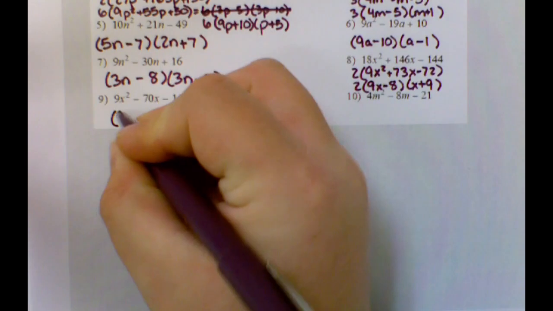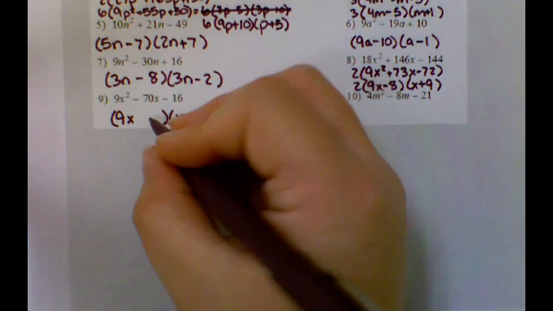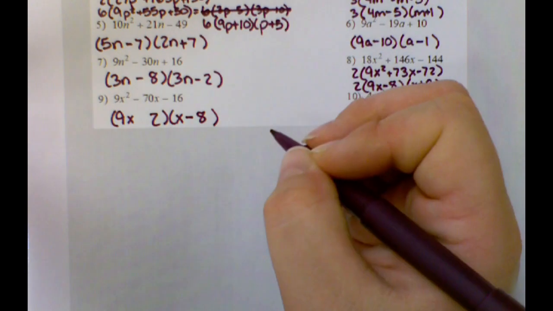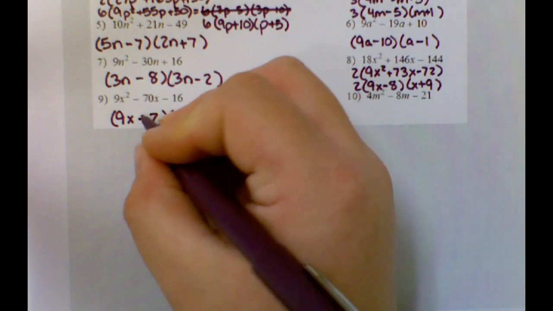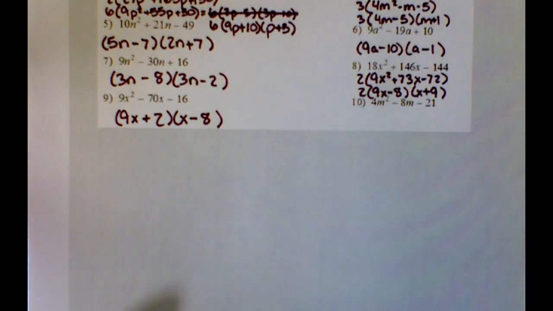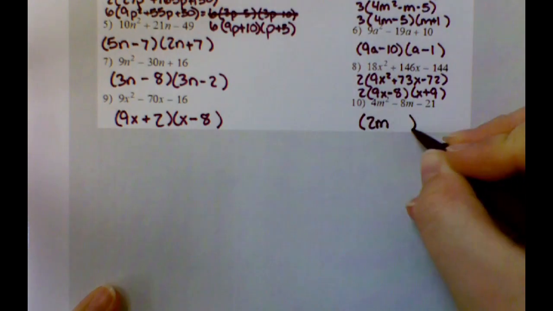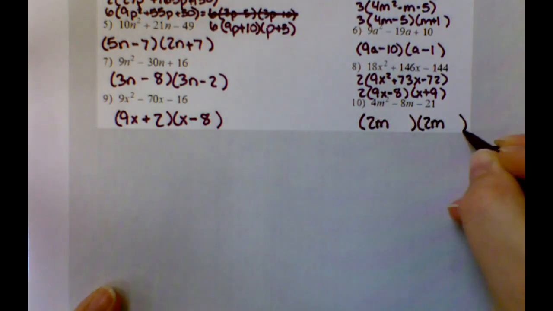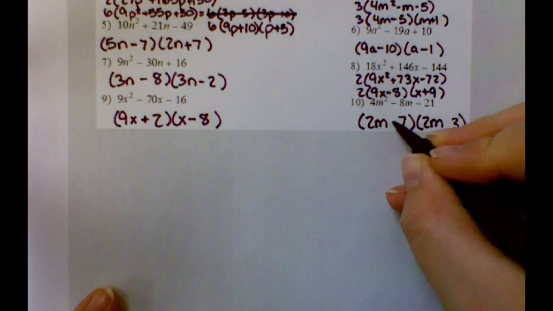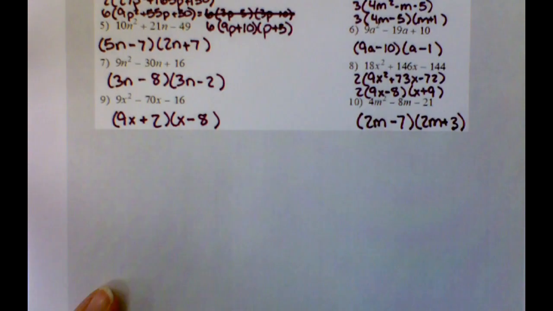We're going to break this apart into 9x and x. To break apart 16, we're going to go with 2 and 8 because 9 times negative 8 makes negative 72. Plus 2 makes negative 70. And for 10, there's no GCF again. To break apart 4m squared, we're going to go 2m and 2m. To break apart 21, we're going to go 7 and 3 because negative 14 plus 6 makes negative 8 in the middle.